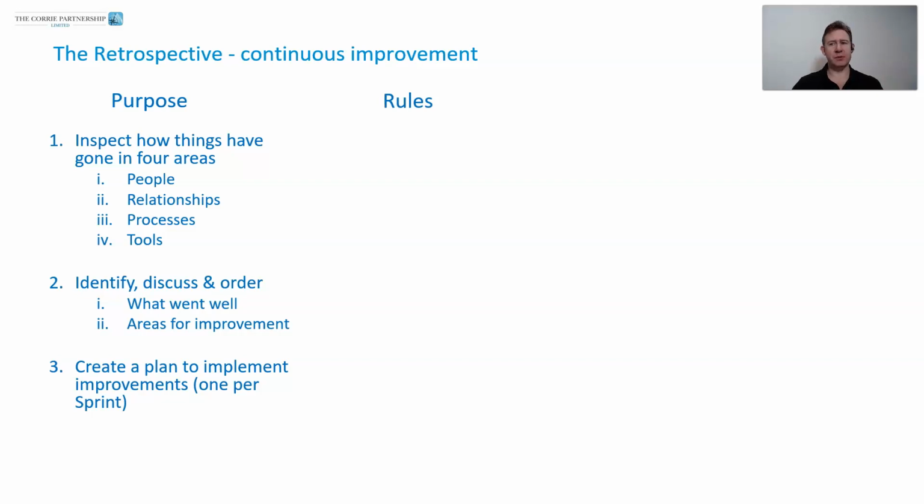So a few rules to think about when we're thinking about the retrospective. The first one is that everyone is equal. There should be no hierarchy in the conversations, in the way we're treating each other in a retrospective, and trust is paramount. We really need to get to that point where we have trust.